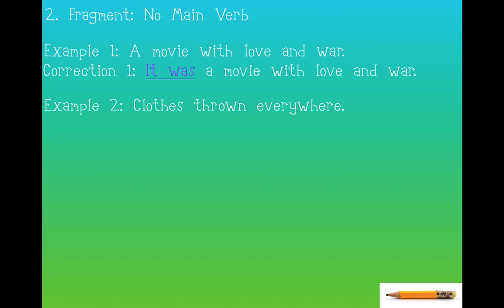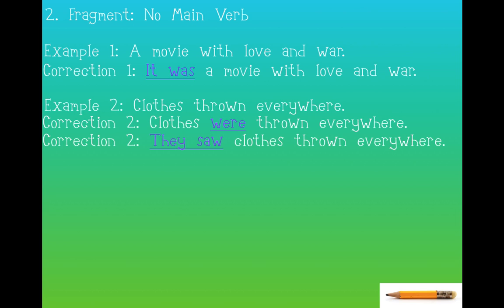Second example, clothes thrown everywhere. So this one's a little bit tricky because there is a verb in it, but it's not a main verb. So thrown is a verb, but it's not complete. So looking at the correction, we see that if you add a were, it becomes a main verb. So clothes were thrown everywhere. There's another way to correct it. You can add a verb in the beginning and a subject as well. So they saw clothes thrown everywhere. You can see that you need to have that main verb.